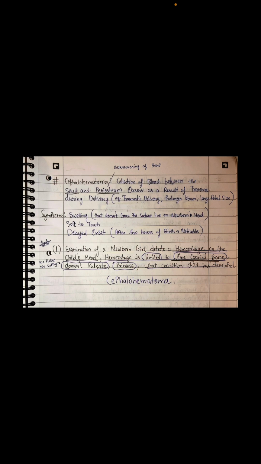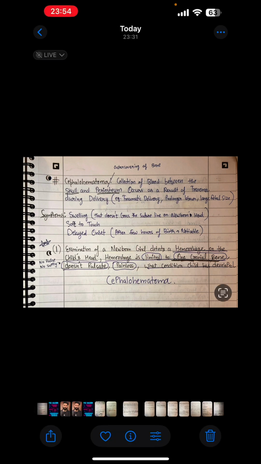So let's see the question directly. Examination of a newborn girl detects a hemorrhage on the child's head. The hemorrhage is limited to one cranial bone and doesn't pulsate, painless. What condition has developed? Sir, the condition which has developed in this patient is cephalhematoma. You might already know about this question, it is repeated many times in the test center.